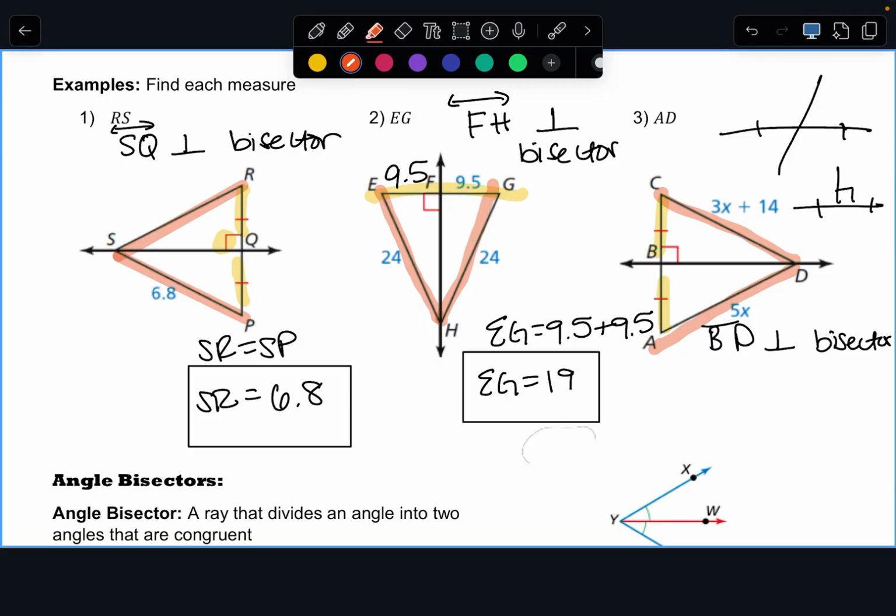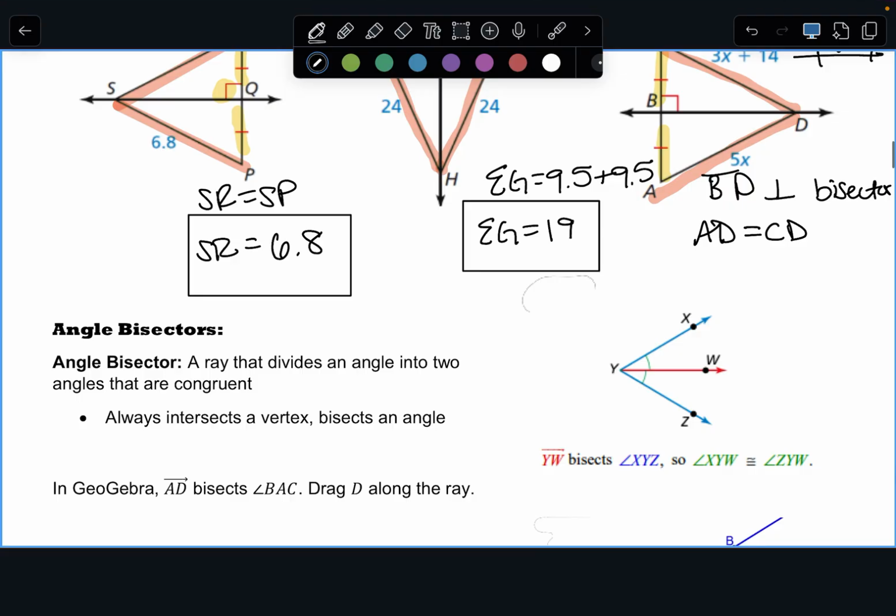Notice, my picture is nearly the same for every single one. So, I can say that AD is equal to CD, and I can set their lengths equal to each other. So AD is 5x, and CD is 3x plus 14.